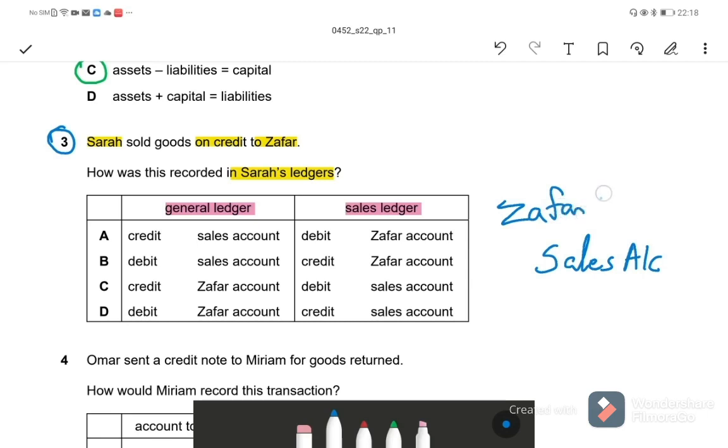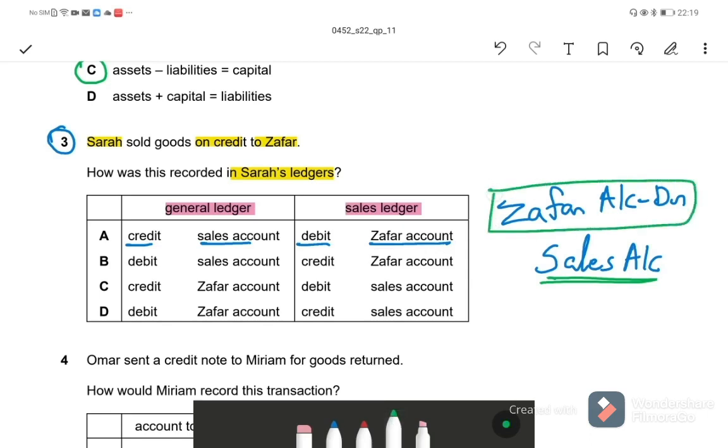Zafar account is debit. So here general ledger, credit sales account. The sales account is credited. Then sales ledger, debit Zafar account. Debit is Zafar account. Credit is sales account. So option A is the correct answer.